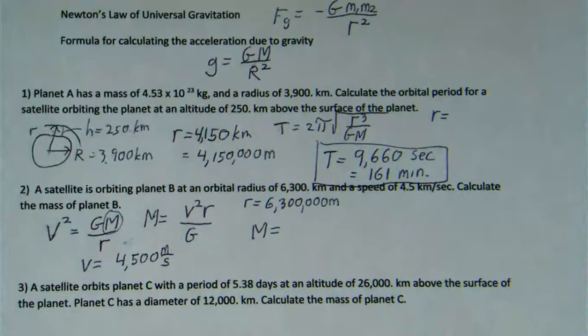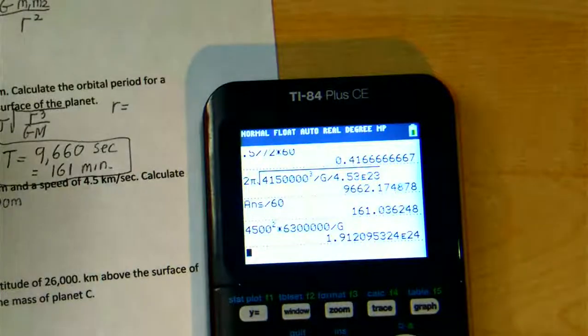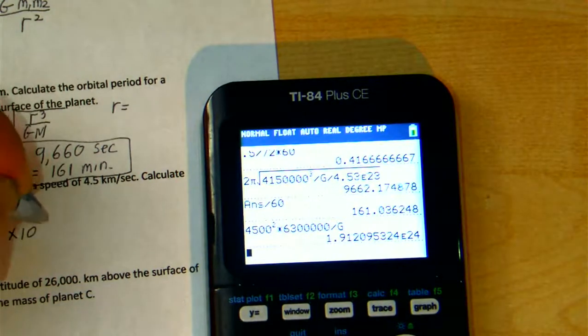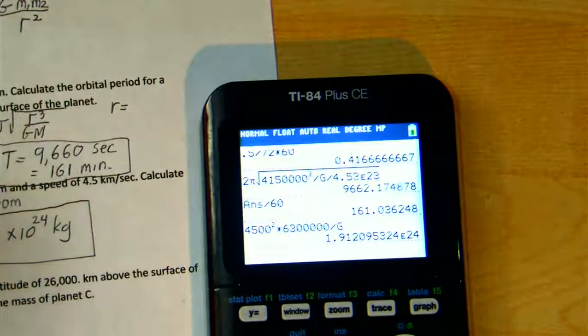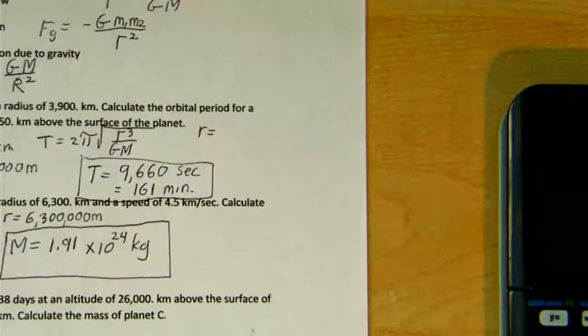All right, so here we go. 4,500 squared times 6,300,000 divided by G, enter. And the result is 1.91 times 10 to the 24th power kilograms. So it's in the general class of being an Earth-like planet.